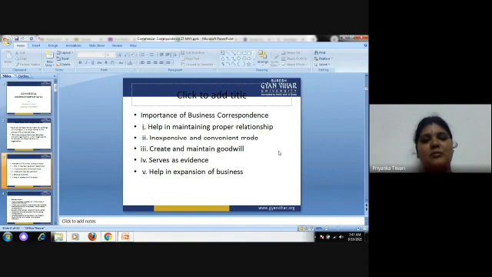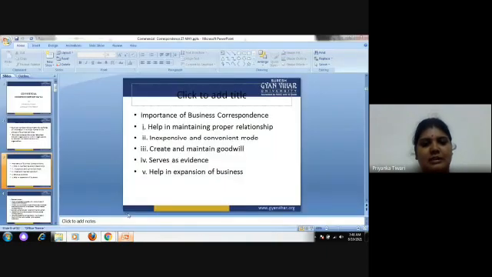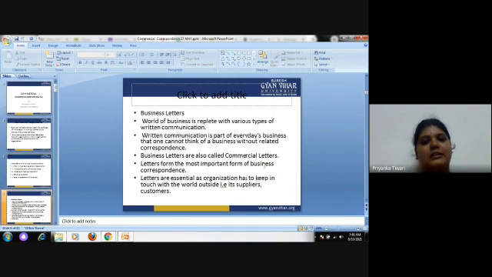The importance of business correspondence: it helps in maintaining proper relationships in an inexpensive and convenient mode, creates and maintains goodwill, serves as evidence, and helps in the expansion of business. The world of business is replete with various types of written communication. Written communication is such a part of everyday business that one cannot think of a business without related correspondence.